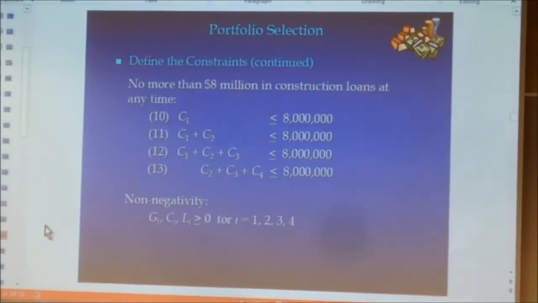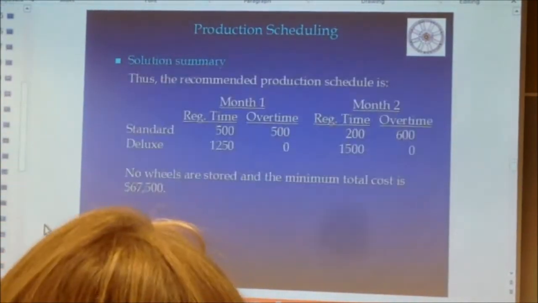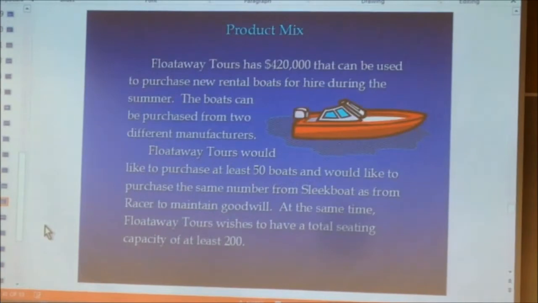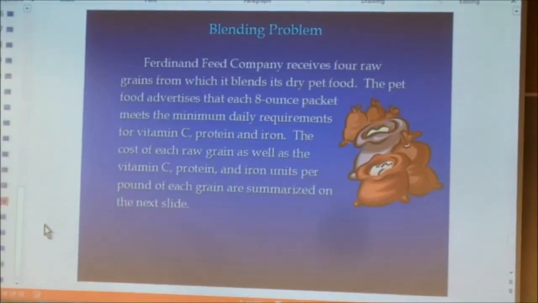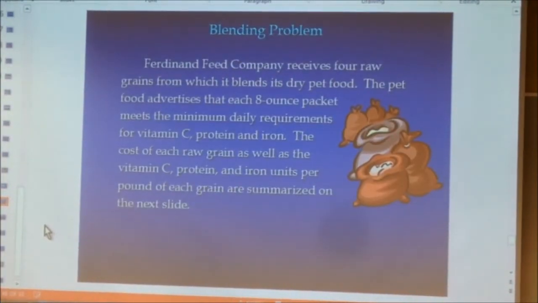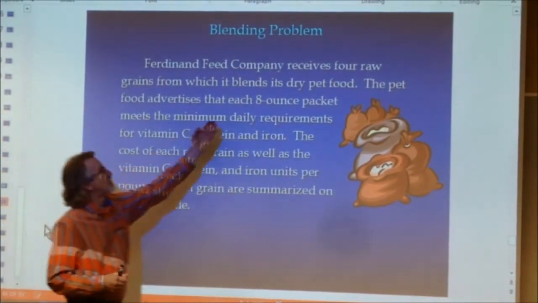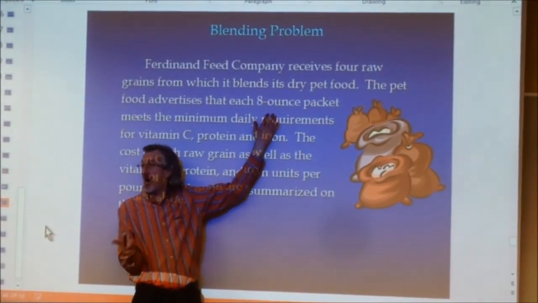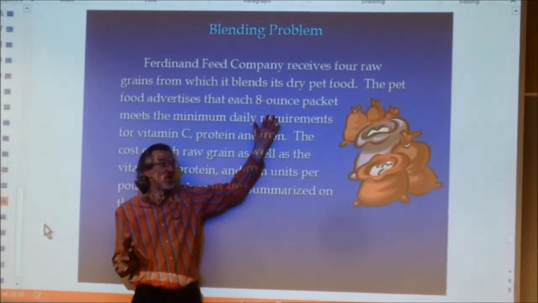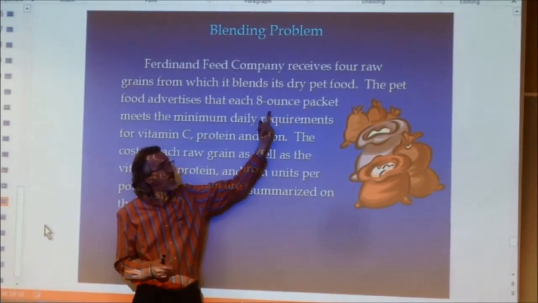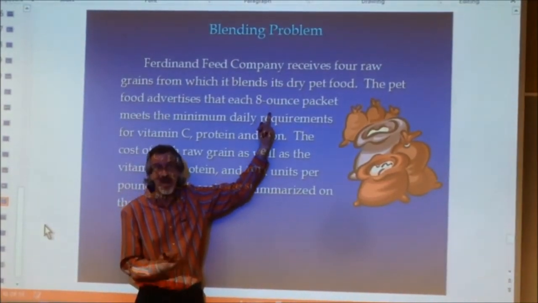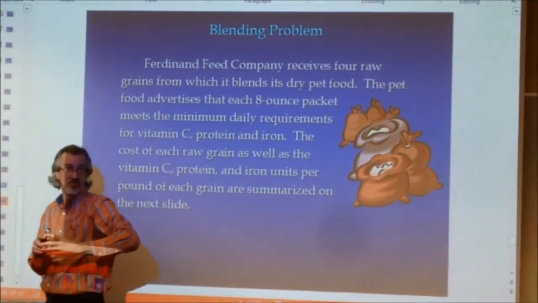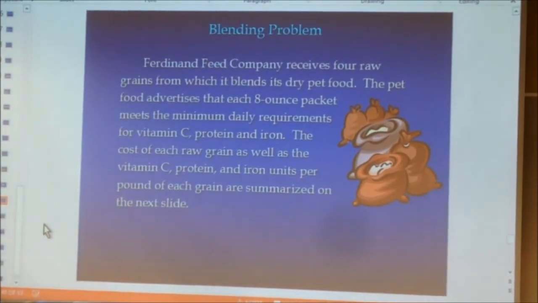You ready? We're going to blending. I think this one's a little easier in my opinion, but they're all not easy. You ready? The trick to this one is that everything you see in the next slide is going to be in pounds per pound. Don't change it just because we're making half-pound or 8-ounce packages of the dog food. Okay? That's my hint as we get started.